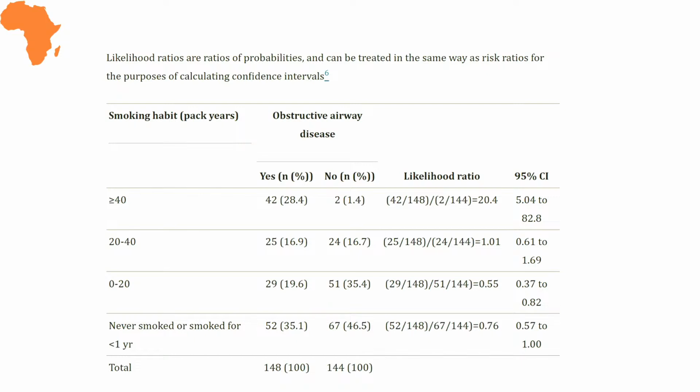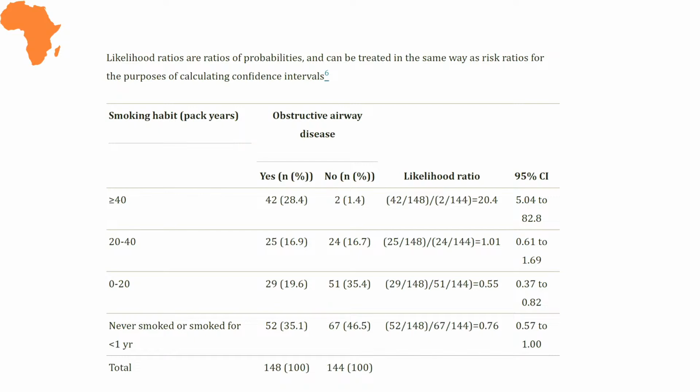I took this as an example to show you how it works very easily. We are looking at smoking habits in pack-years and obstructive airway disease. We have categorized our data into more than 40, 20 to 40, 0 to 20, and then some who have never smoked, less than 1 year. We have yes and no for the disease. For 40 or more, it is 42 and 2. So our likelihood ratio is 42 over 148 divided by 2 over 144.